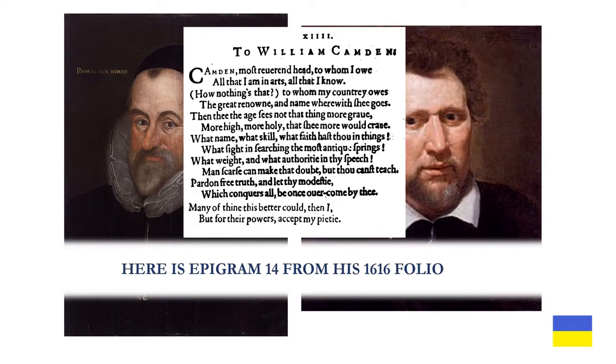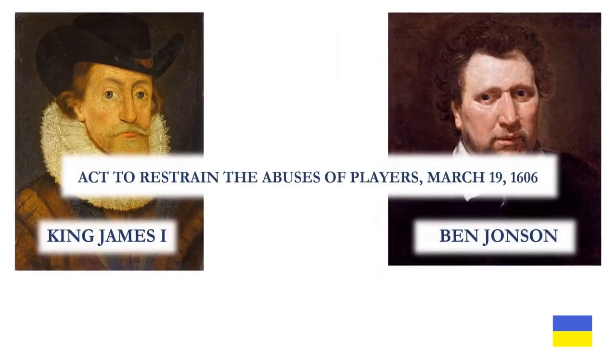Jonson absolutely admired Camden, and this is evidence that he was thinking of Camden's Britannia when he wrote Sweet Swan of Avon. But I believe he was thinking of something else as well. He was thinking of the 1606 Act to Restrain the Abuses of Players, passed by King James's Parliament.